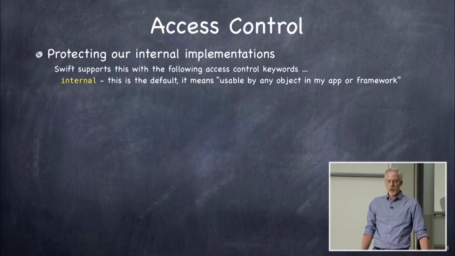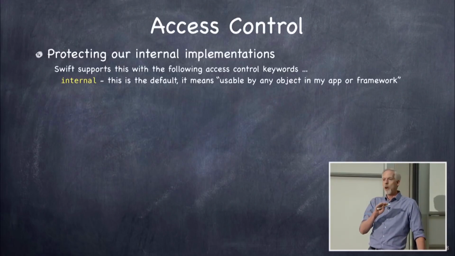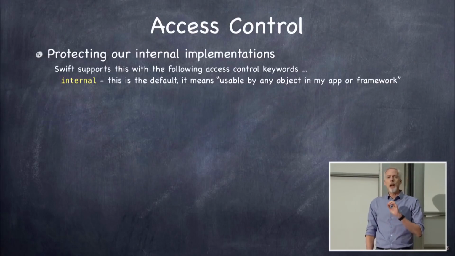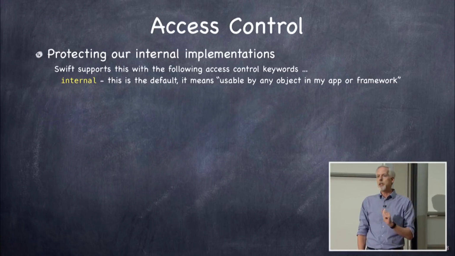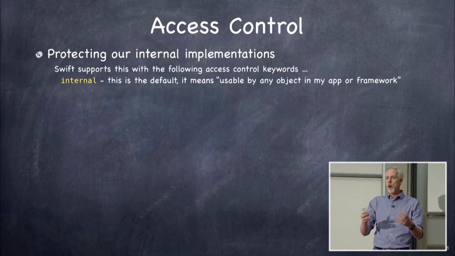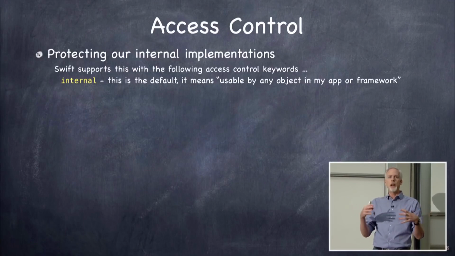So what are these keywords? Well, the first one is called internal. These are keywords you put in front of vars and funcs, or even classes and structs. You can make entire classes and structs have their access controlled. The default is internal. This one we never actually type in because it's the default. So all the methods and vars we've done so far in Concentration are all internal. Now what does internal access control mean? It means anyone in your app, any object, any code anywhere, can call that method or access that var. So it's pretty much unlimited access inside your app.